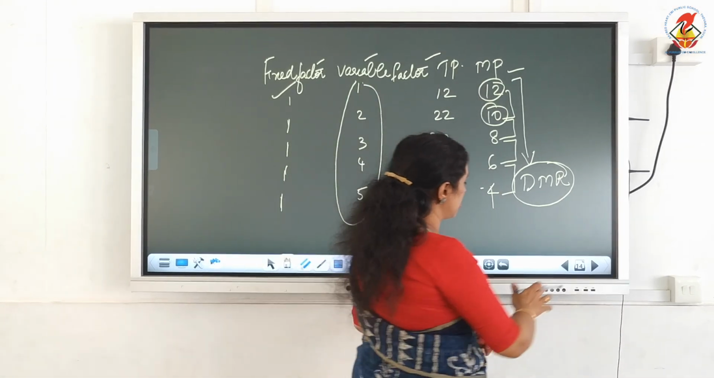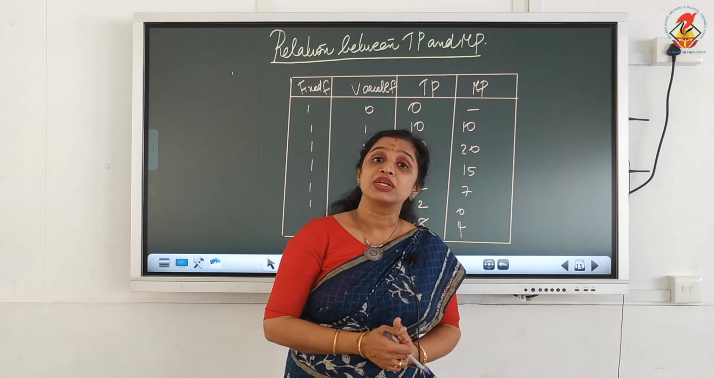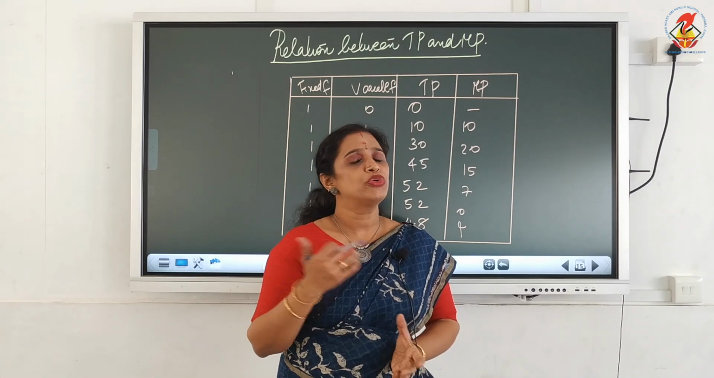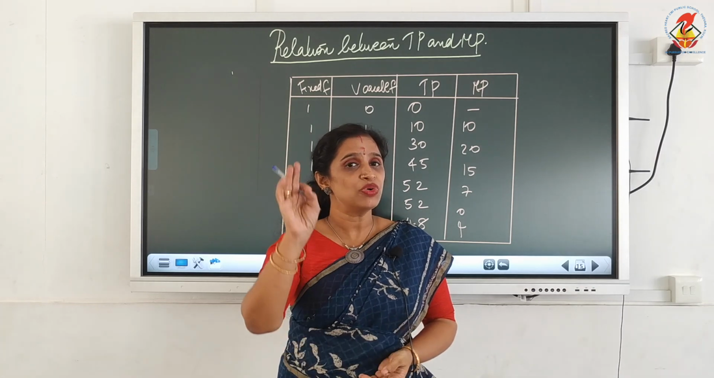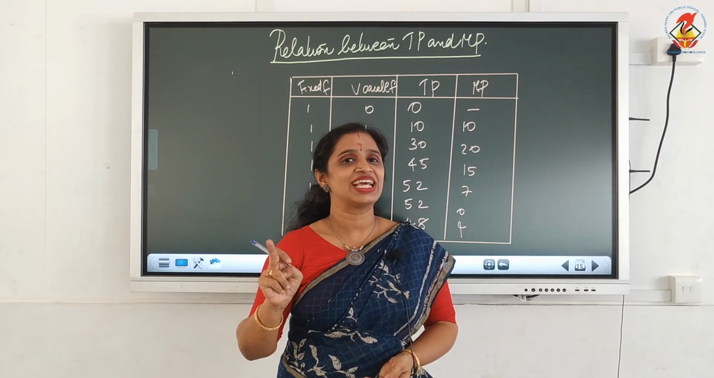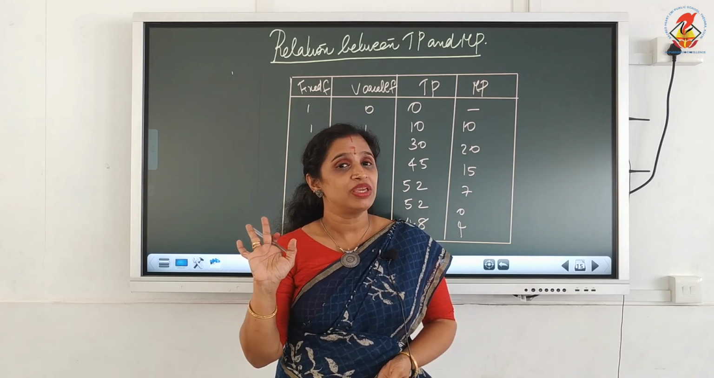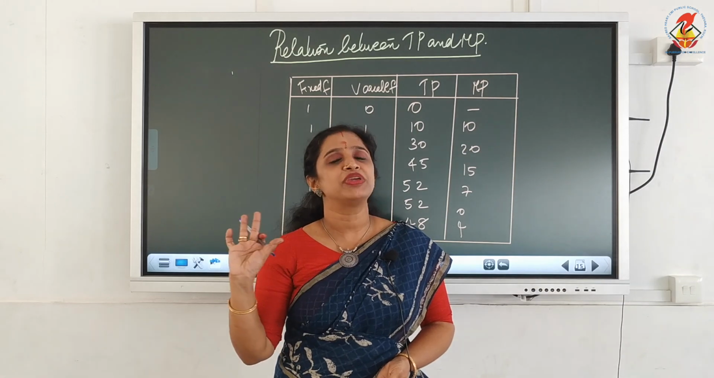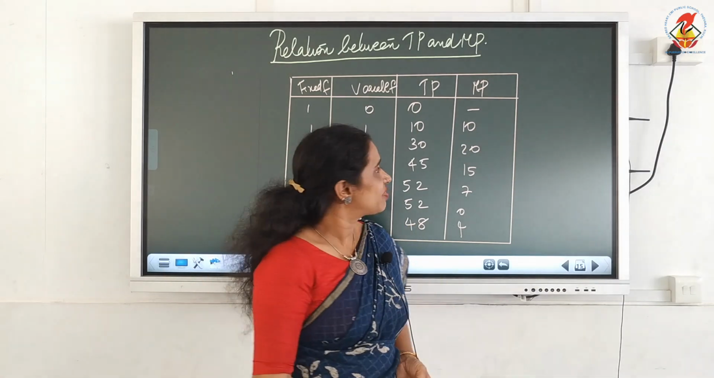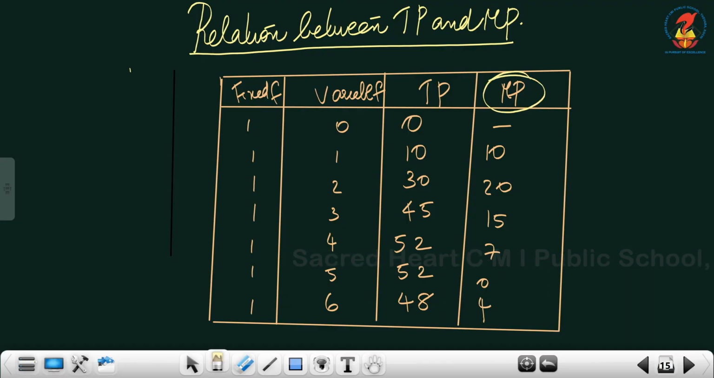Now we are going to learn about the relationship between total product and marginal product. You know how you find the marginal productivity, isn't it? MP is equal to delta TP by delta L. Another formula is MPn is equal to TPn minus TPn-1. Now with that we can find out the marginal productivity given in the table.